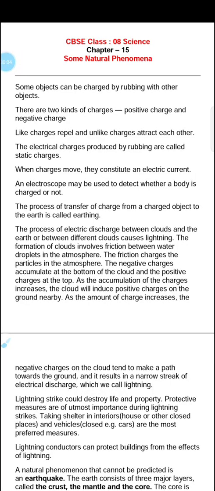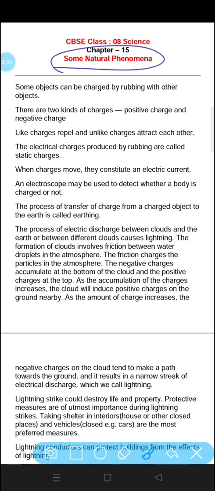Today we are going to study a new chapter, that is some natural phenomena. So we will talk about some of the natural phenomena that occur in our nature.